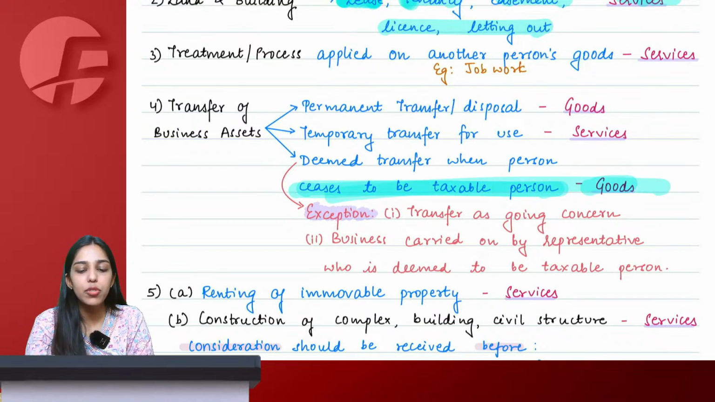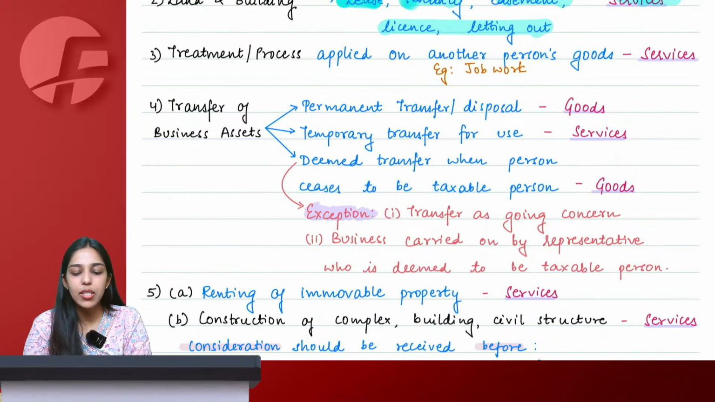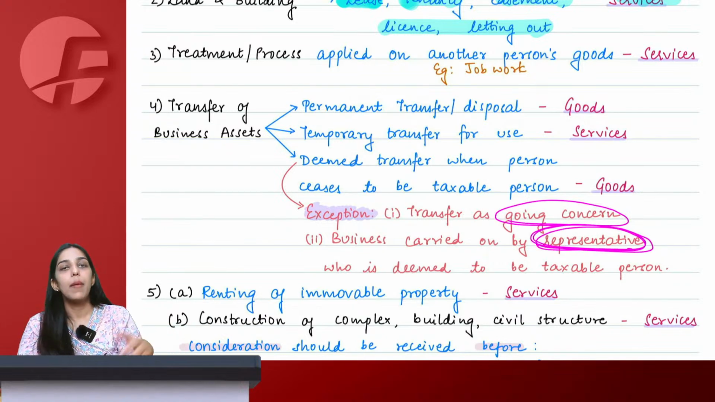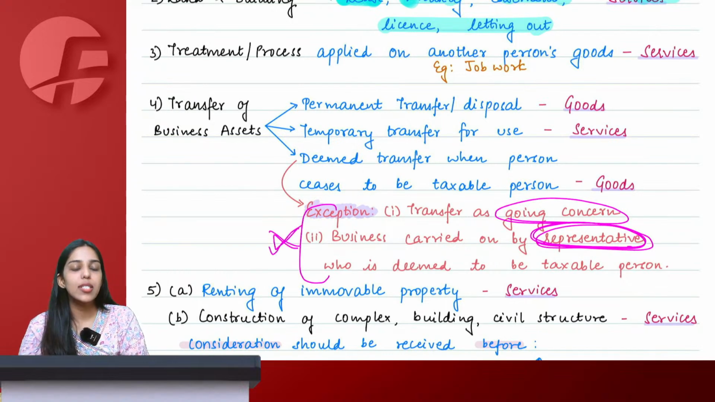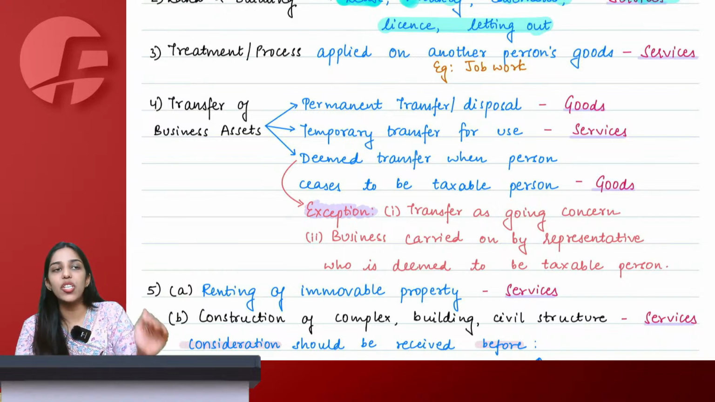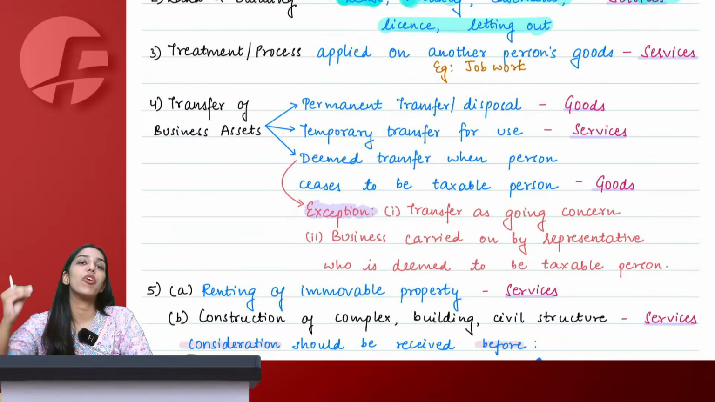But there are two exceptions. Obviously, if you are giving this business as a going concern to someone, that person is going to carry out your business. Or let's say you died or you are voluntarily taking retirement and some representative being a taxable person will continue your business. Then in that case, do not treat such transfer as a deemed transfer, because now the business is not closed. You are not ceasing to be a taxable person. It's just that the business will be carried out by someone else.